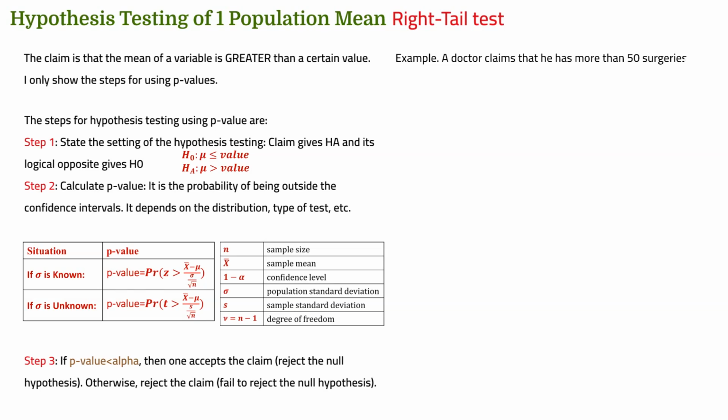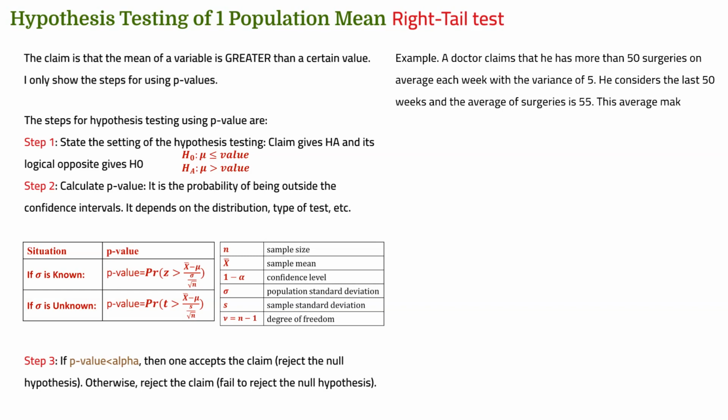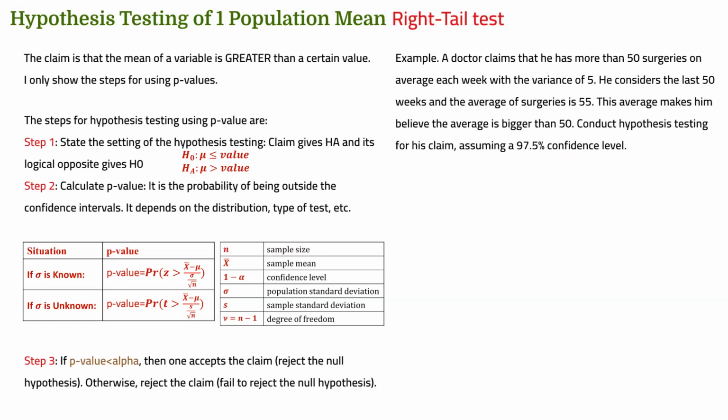Here's an example. A doctor claims that he has more than 50 surgeries on average each week with the variance of 5. He considers the last 50 weeks and the average of surgeries is 55. This average makes him believe the average is bigger than 50. Conduct a hypothesis testing for this claim, assuming a 97.5% confidence level.